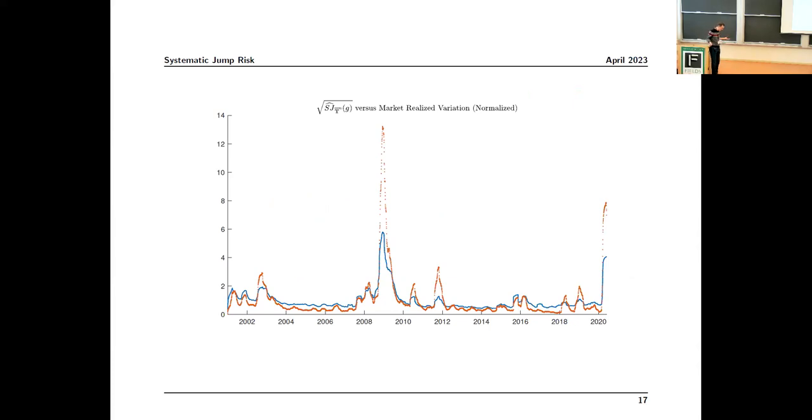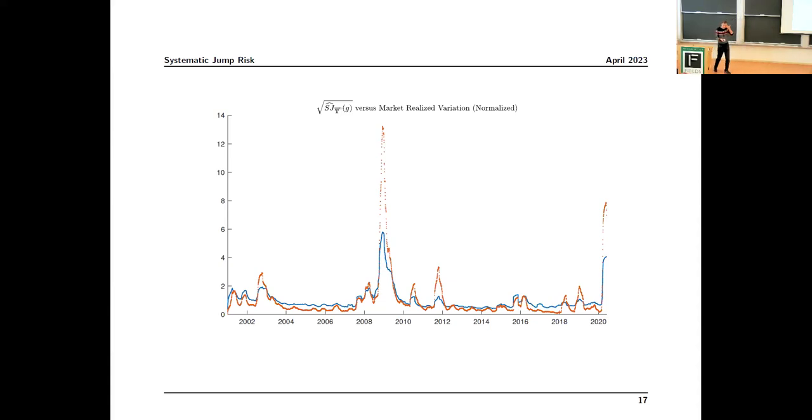You just calculate cross-sectional averages of variances. You difference them and square them, and that's it. And then what I did is I compared. So what we compare here, we compare this statistic with just the market variance, just in terms of time series properties.